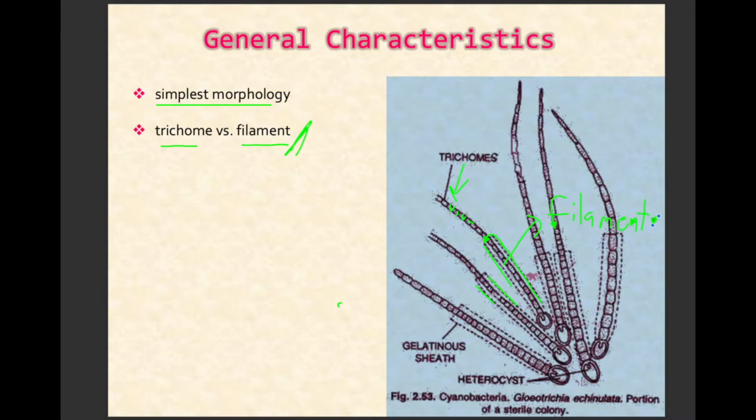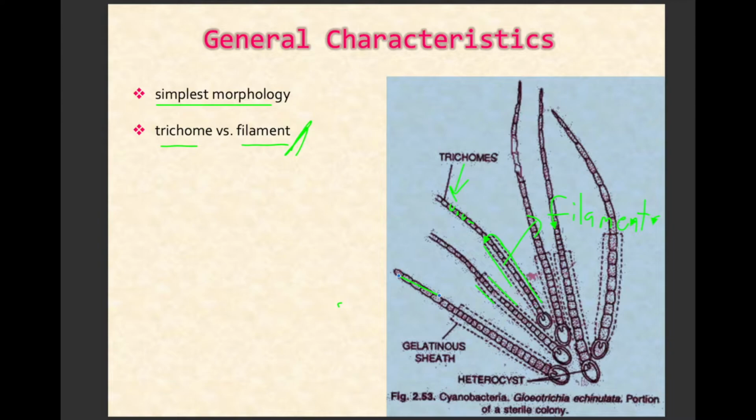Now it can be uniseriated, meaning one single layer of cells, or multiseriated. When we say multiseriated, it has multiple layers of cells that comprise your filaments or your trichomes. But the main difference between a trichome and your filament is the presence of your gelatinous sheath. Other than that, your trichome and filament are basically the same.